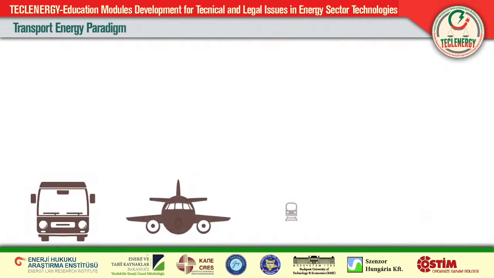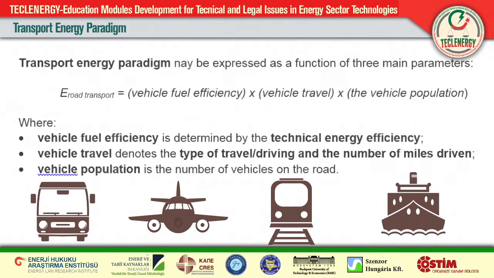Transport energy paradigm. In order to assess transport energy efficiency, it's important to define and understand the road transport energy paradigm. It may be expressed as a function of three main parameters. Vehicle fuel efficiency is determined by the technical energy efficiency. Vehicle travel denotes the type of travel or driving and the number of miles driven. Vehicle population is the number of vehicles on the road.